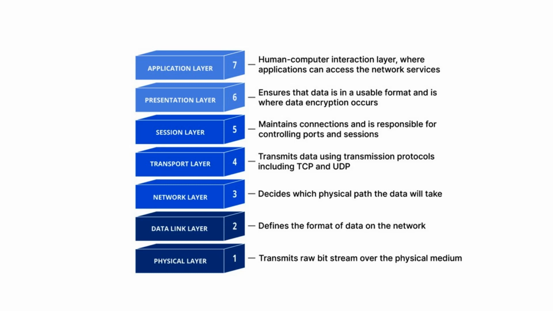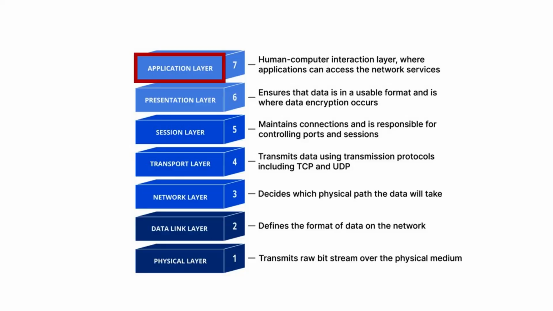Let's first review the OSI model. Layer 7 is the application layer. Layer 6 is the presentation layer. Layer 5 is the session layer. Layer 4 is the transport layer. Layer 3 is the network layer. Layer 2 is the data link layer. And Layer 1 is the physical layer.